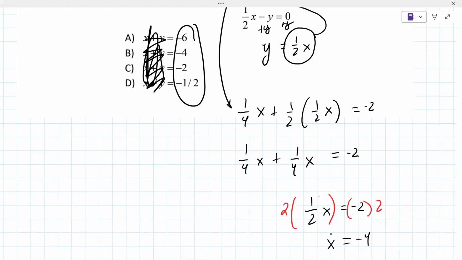Got it. Now, that's only part of it. We've got to get y, but y is 1/2 x. So I want you to solve for the value of y, add the two solutions together, and figure out which is the correct one up here.